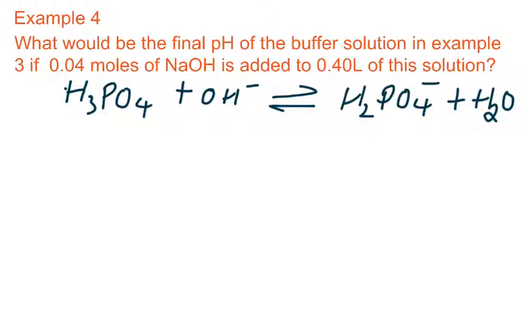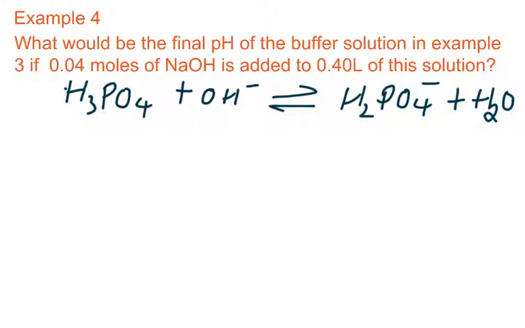Now, the thing is, if it was pure water, the pH would go up drastically to a very high value, like pH 12 or pH 13, right? But since we have a buffer on our hands, we are not expecting the pH to go up that much. Okay, so next thing you want to do is look at the situation.